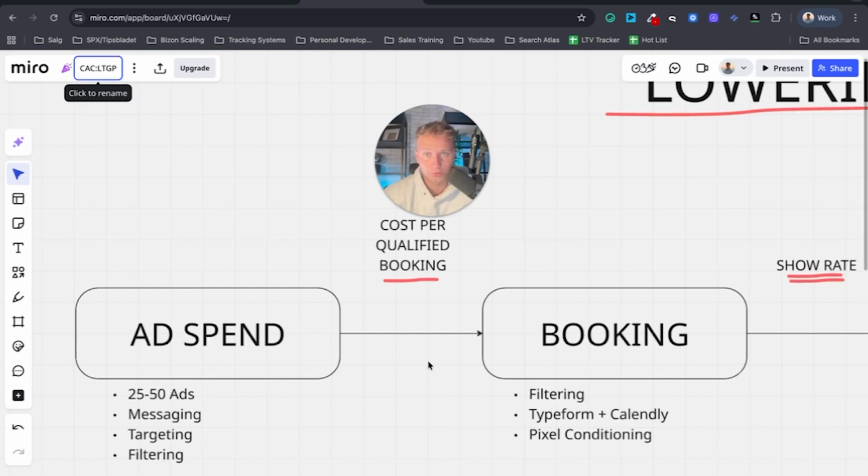Then something that's also important is that you send those qualified bookings back to the pixel. For instance, you can send the people that are over 2 million, if that's your ideal client profile, back to the pixel, so it can find more of these people, and thereby you're conditioning the pixel.